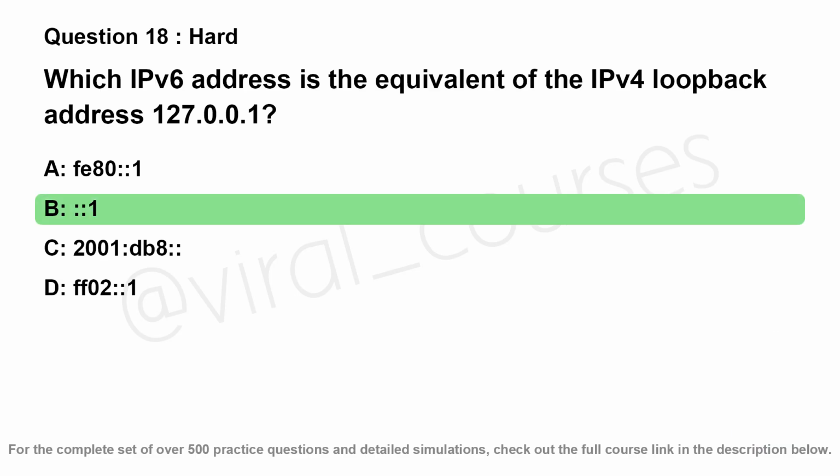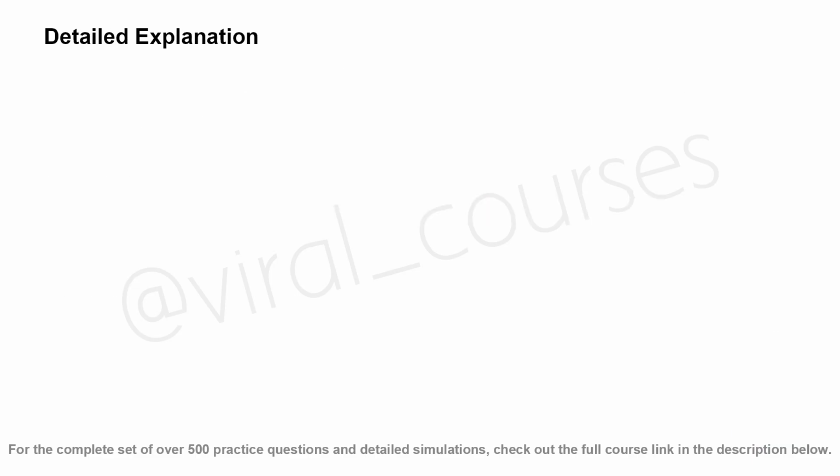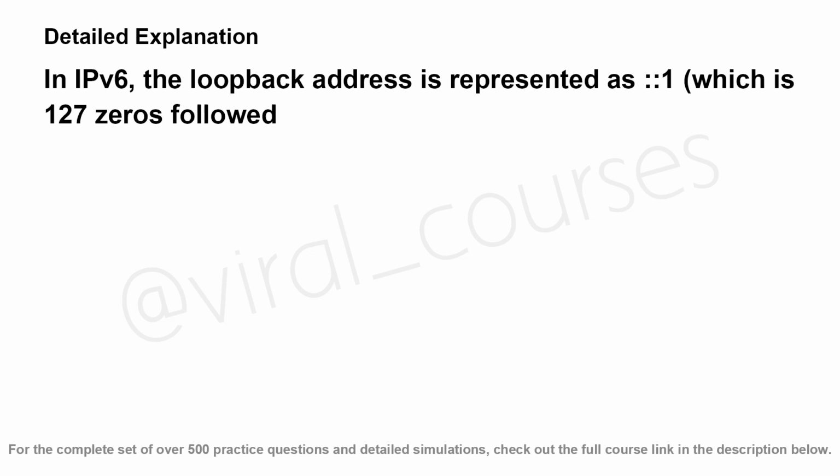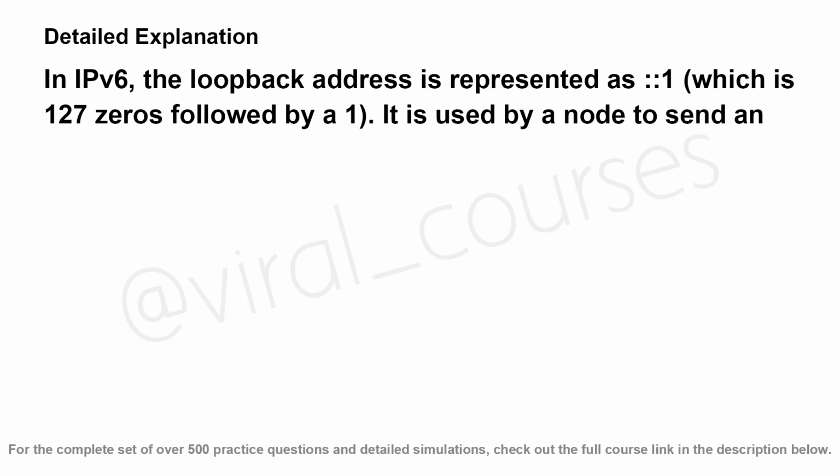The correct answer is B. In IPv6, the loopback address is represented as ::1, which is 127 zeros followed by a 1. It is used by a node to send an IPv6 packet to itself.